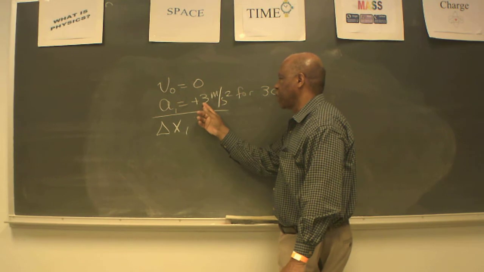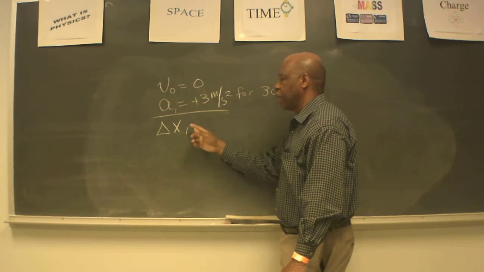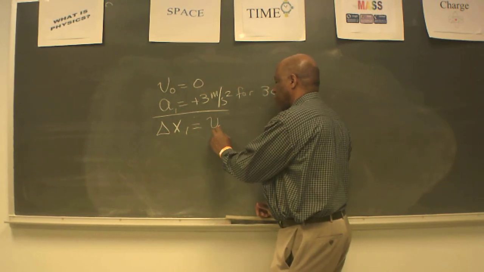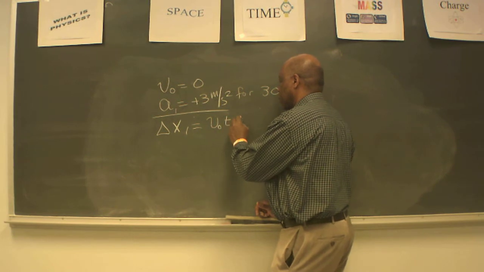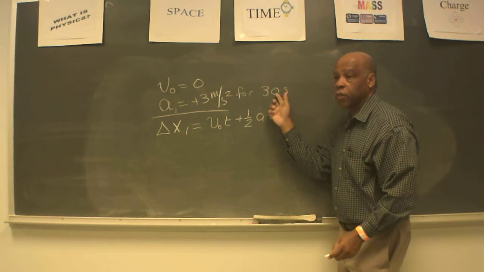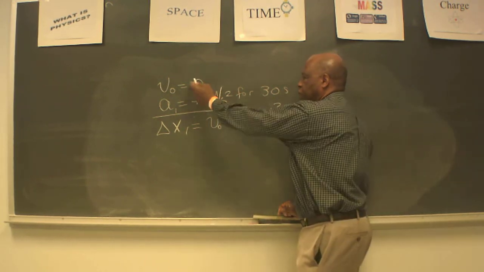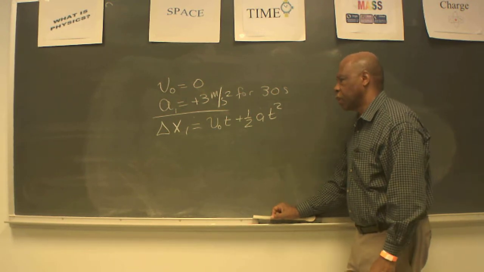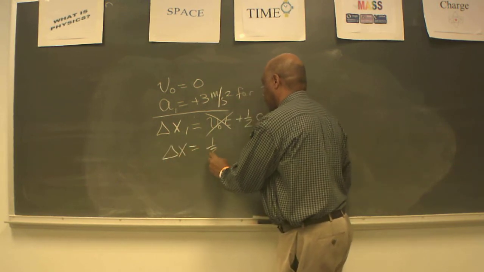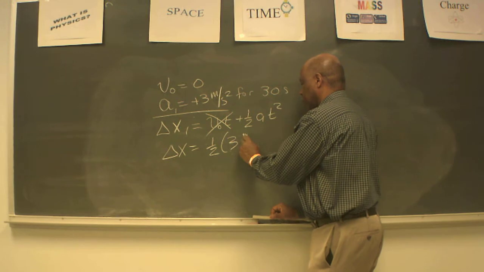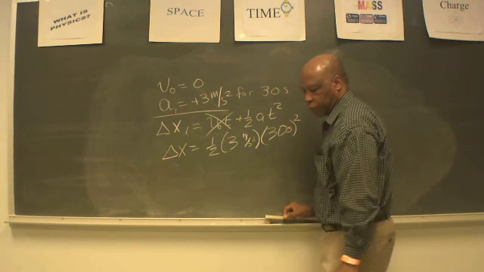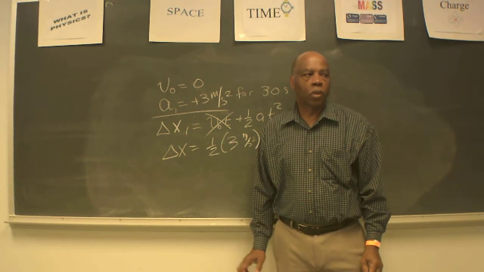We have the initial velocity, we have the acceleration, we have the time. We want to find the distance traveled. That's your unknown. So we're going to use the kinematics equation. For this part only, we're going to call it delta x1. The initial velocity during that part, of course, was 0, so this entire term drops out. And so delta x1 is simply 1/2 times 3 times 30 seconds squared. You can work out that part.